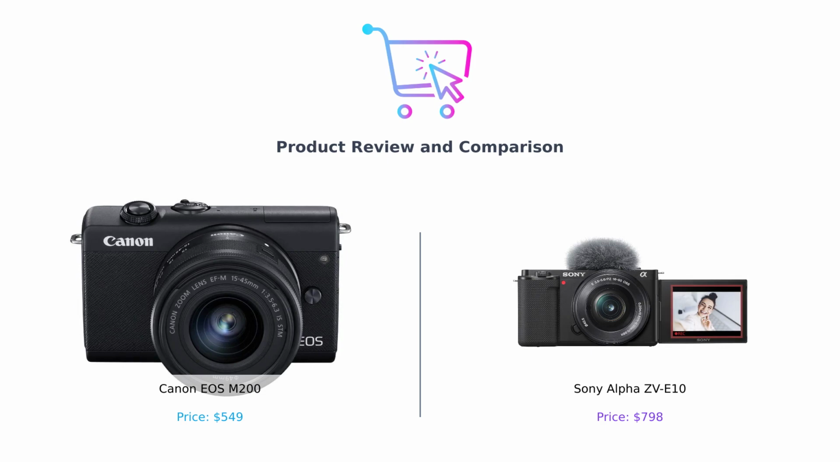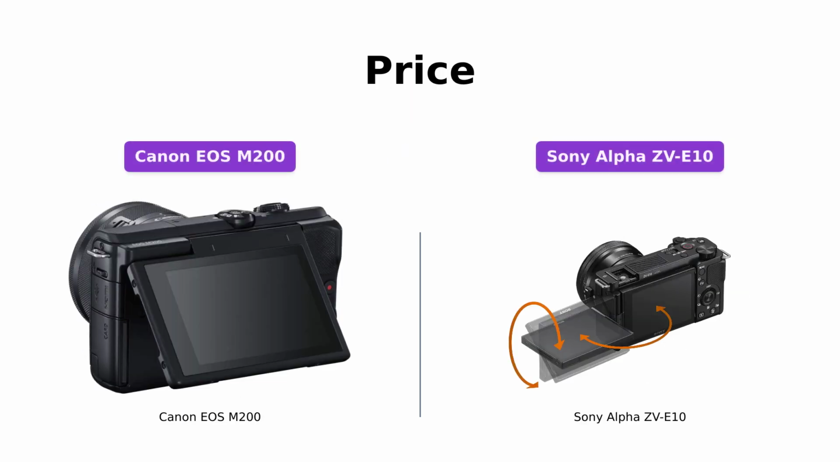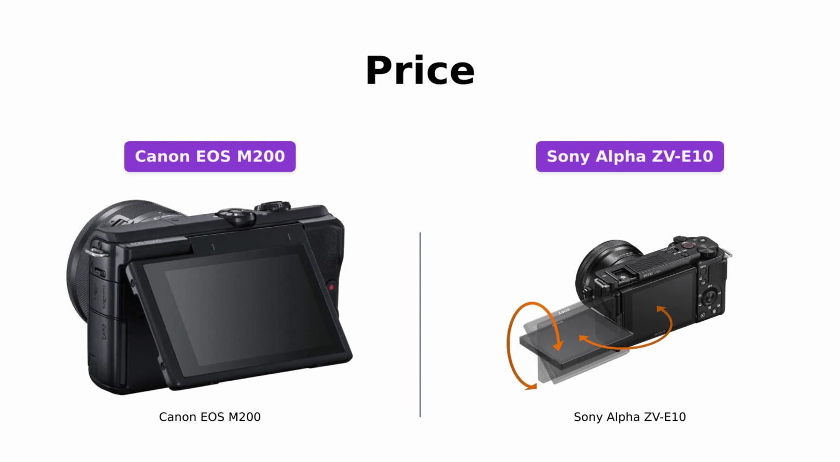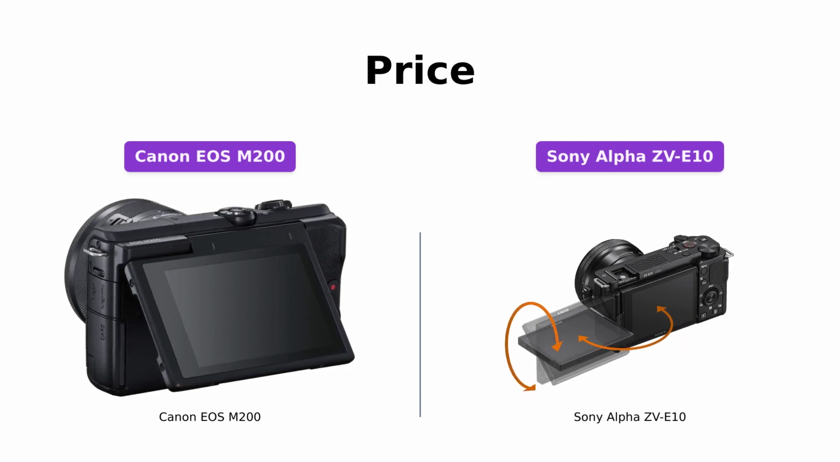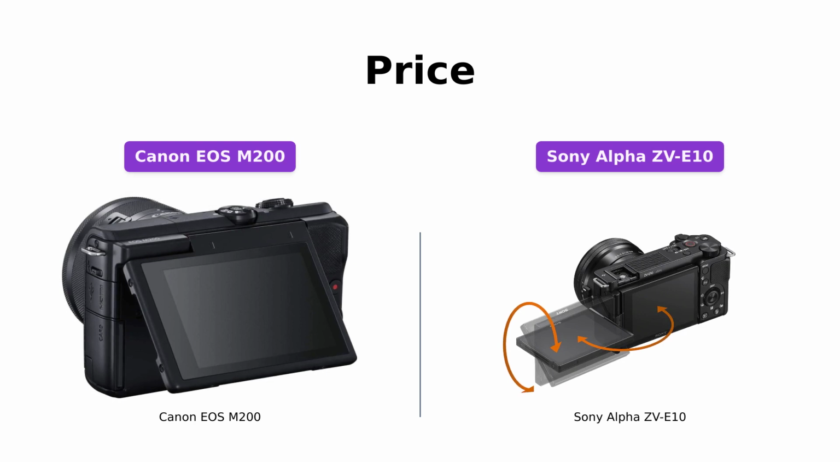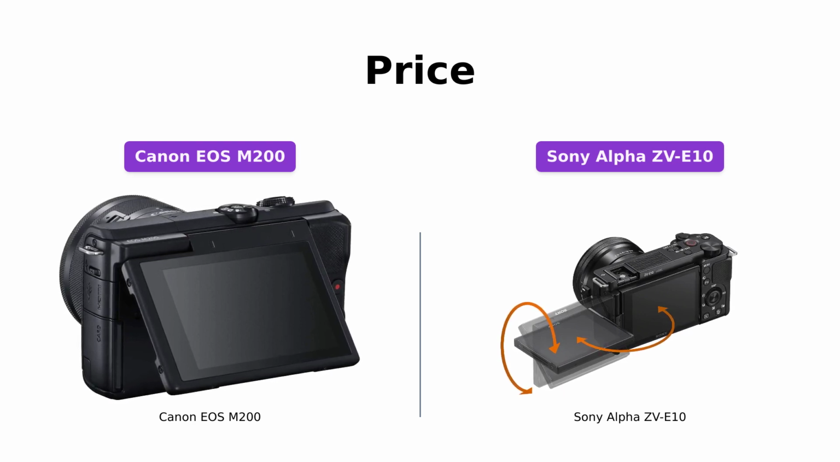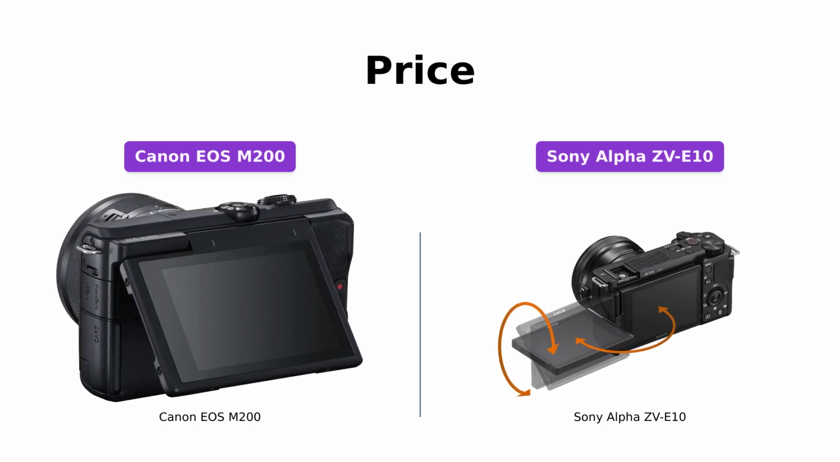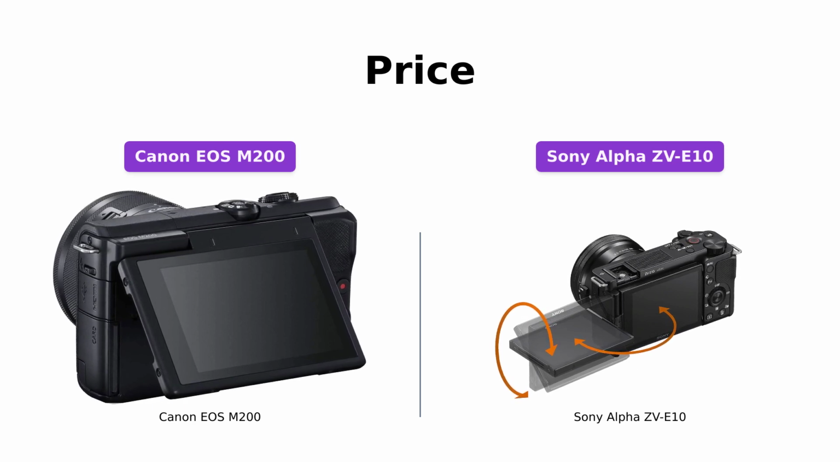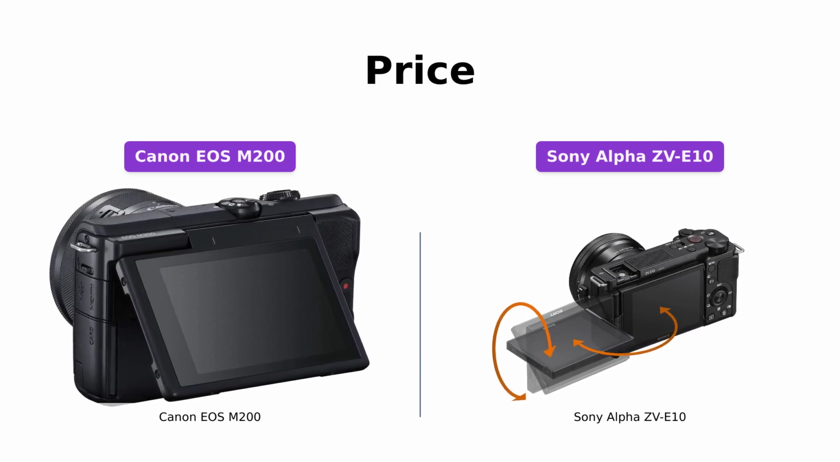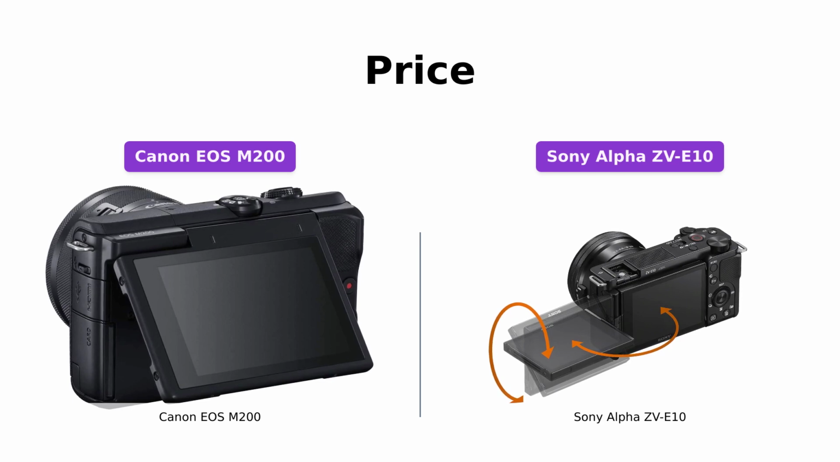Alright, let's dive in. When it comes to pricing, the Canon EOS M200 is priced at $549, while the Sony Alpha ZV-E10 comes in at $798. Keep in mind that these prices may vary slightly, so make sure to check the latest prices before making your decision. Both cameras offer excellent value for the features they bring to the table.